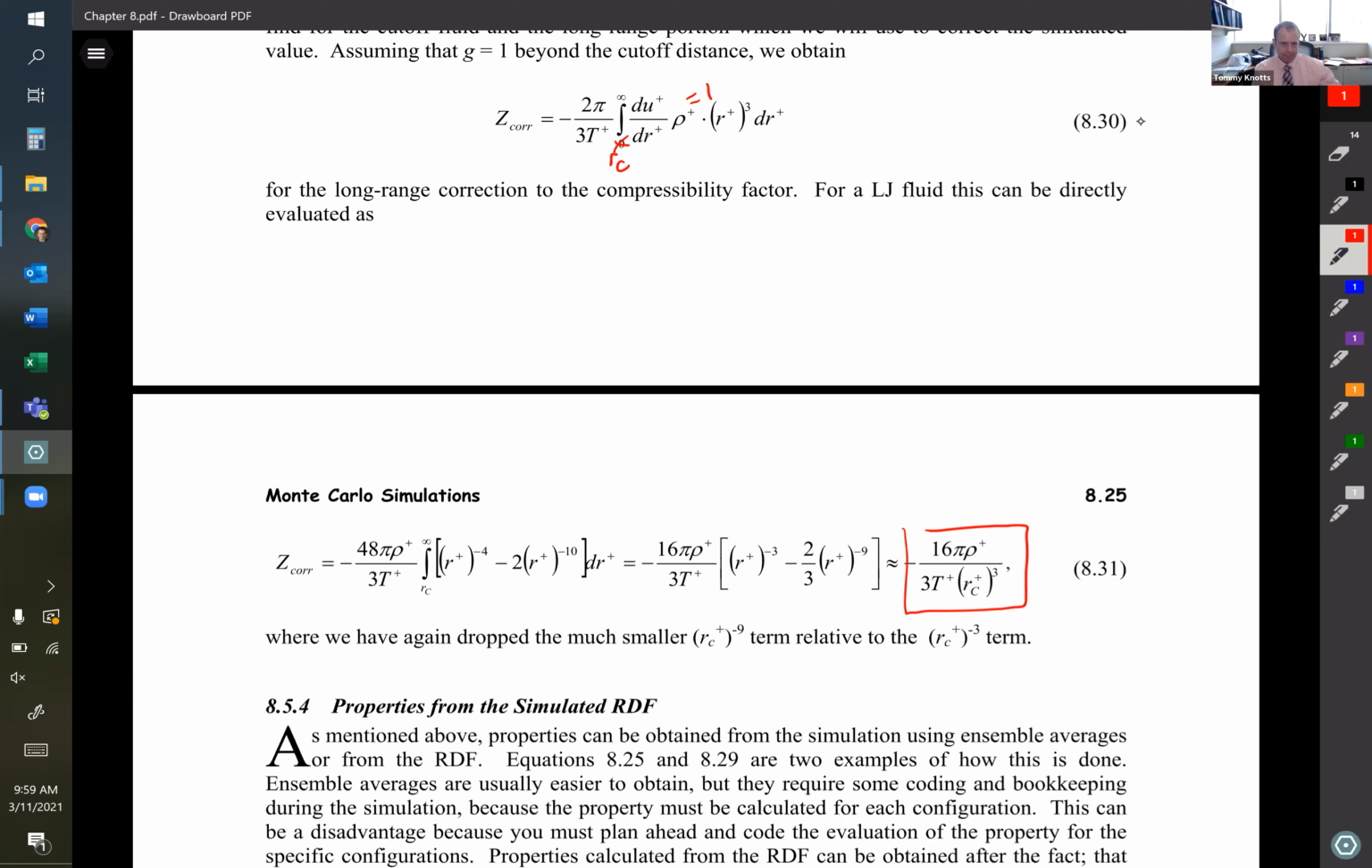And so in the codes that you will see, almost always you'll see long range correction, or LRC, written. And I'll show you that when we do our codes here in a minute.